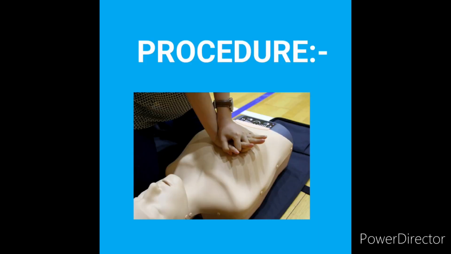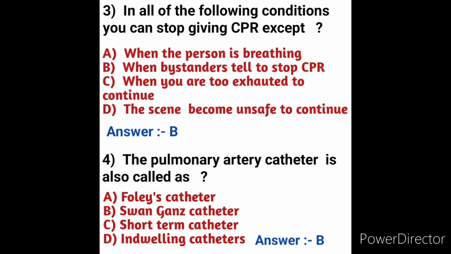Next, move on to question number 4. The pulmonary artery catheter is also called as. Here we will see the options. Option A, Foley's catheter. Option B, Swan-Ganz catheter. Option C, short-term catheter. And option D, indwelling catheter.